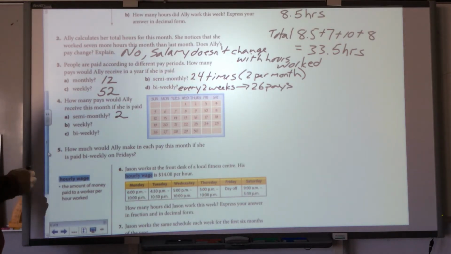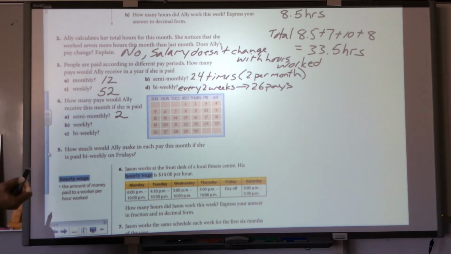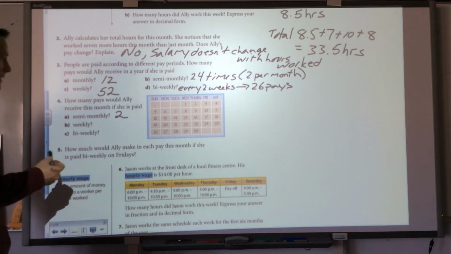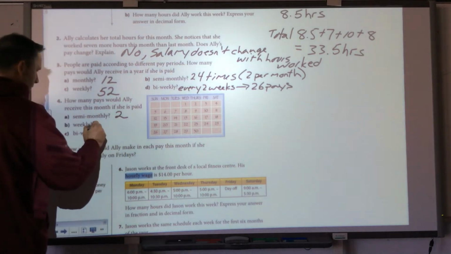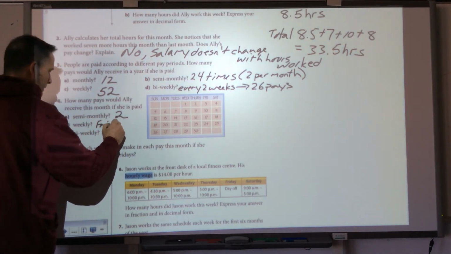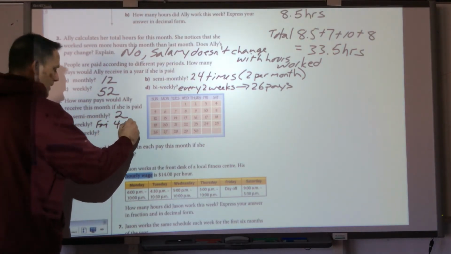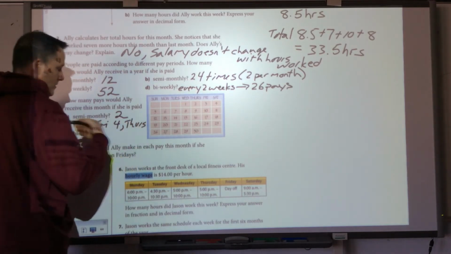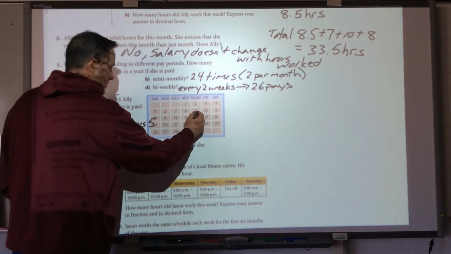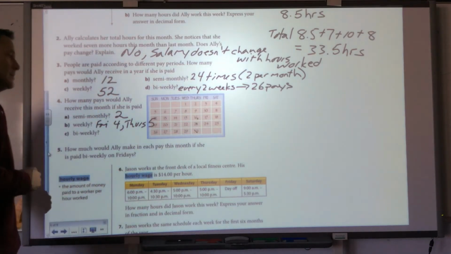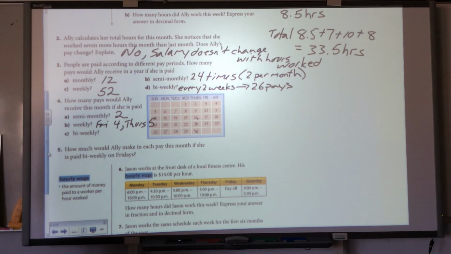Weekly, this is the interesting part because it'll depend on the day of the week she gets paid. How many pays would Allie receive this month if she is paid weekly? If she's paid on Friday, 1, 2, 3, 4. Friday pay, 4. If she gets paid on Thursday, which I get paid on Thursdays, I would have 5. 1, 2, 3, 4, 5. So that's really important to know. Or even Wednesday, they would get 5.